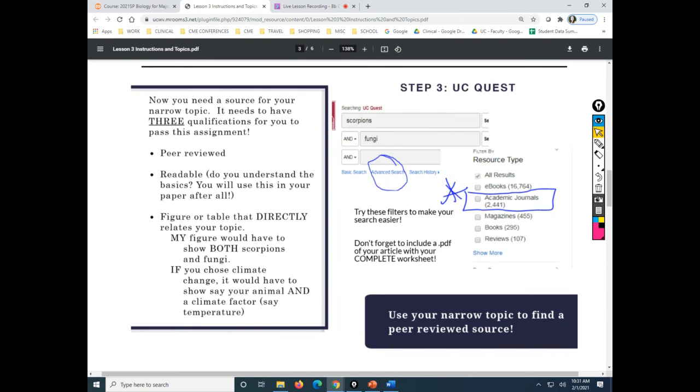And lastly, in addition to having a paper, you need to choose within this, and we're going to go through how you do this, either a figure or a table that also relates directly to your topic. Meaning that this figure or table has to specifically and directly have your topic in it. Given the example we've been running here, the figure that I choose has to specifically show scorpions and fungi in one way or another, or it's not a good figure or table.